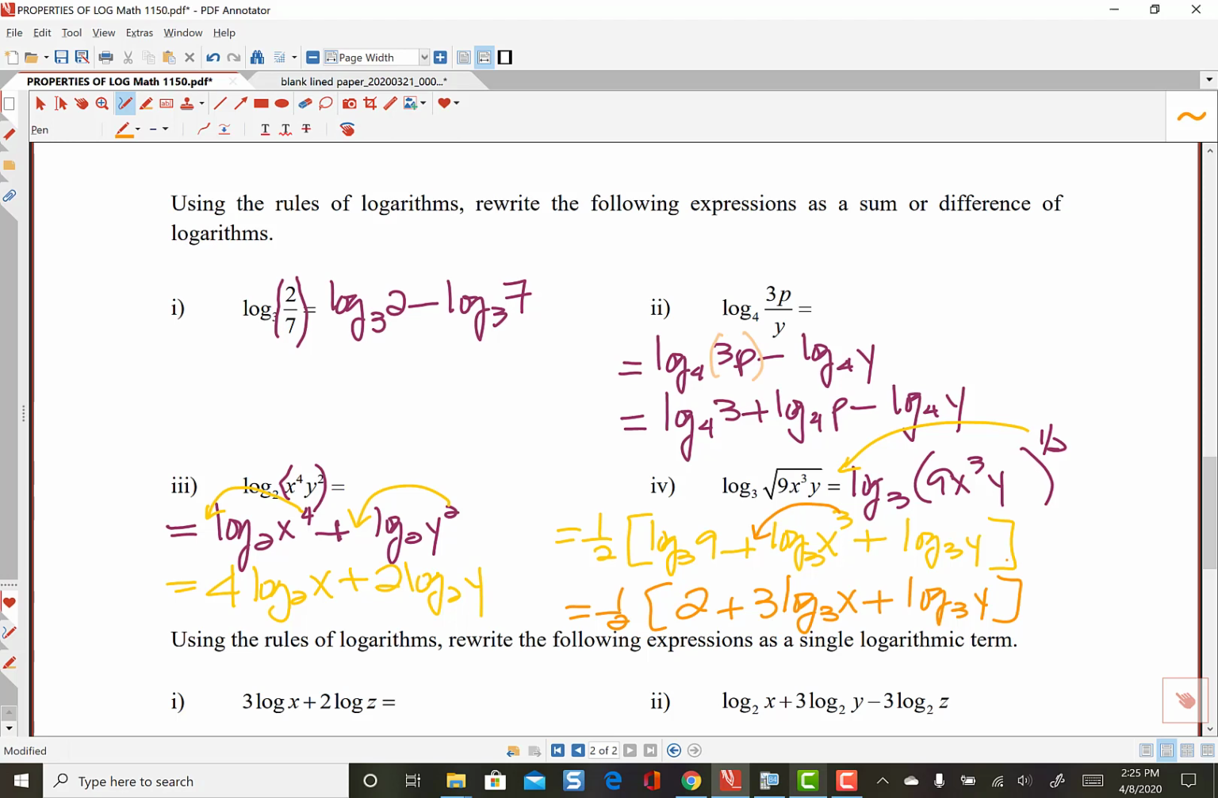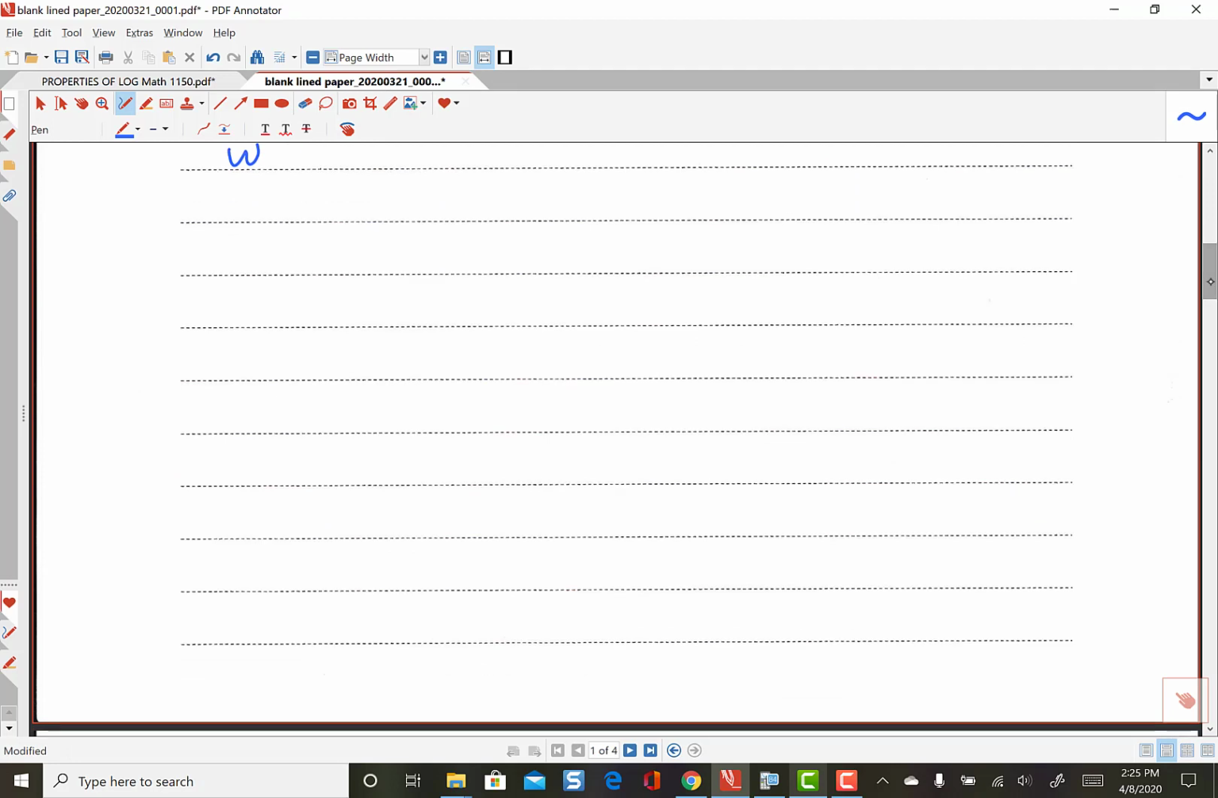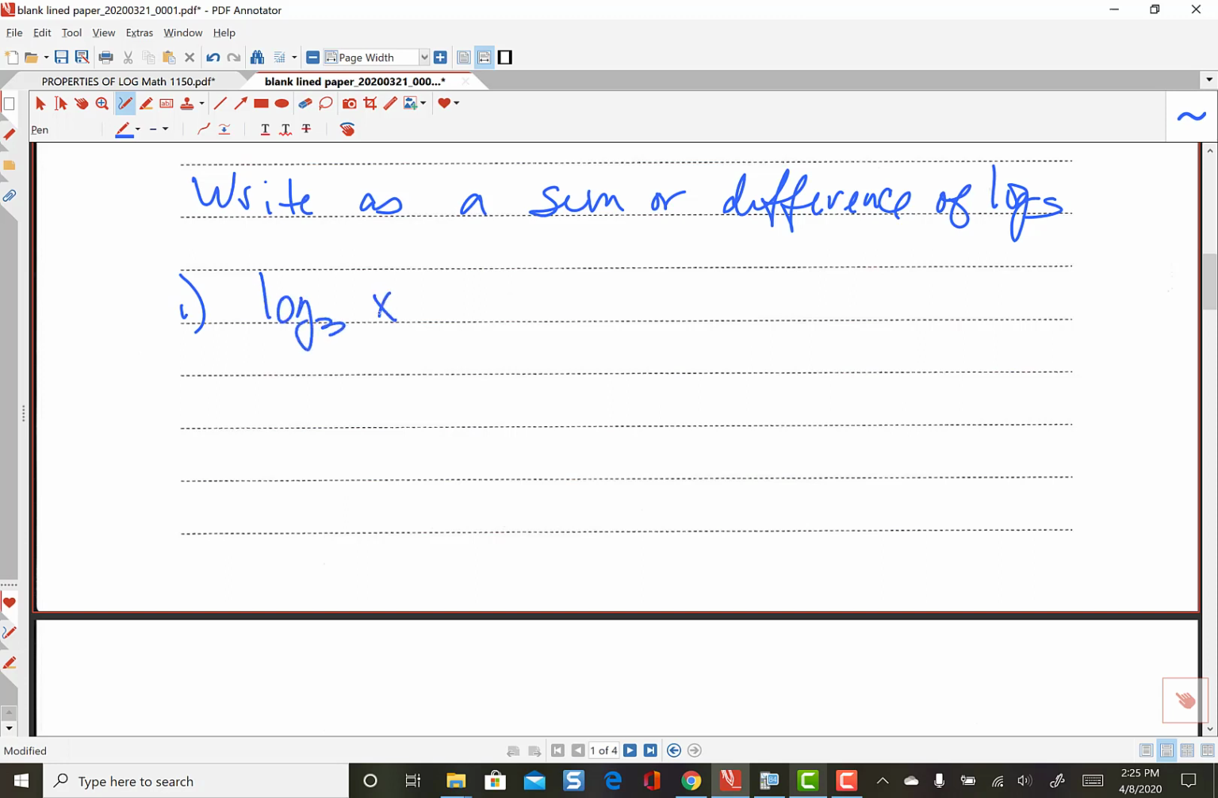Okay, so let's try a few more of those. Alright, so let me go back to my blank paper here. What we want to do is take these and write them as a sum or difference of logs. Okay, so let's see here. I'm looking at my possibilities. Let's say I had something like the log base 3 of x times x plus 6 over y cubed.